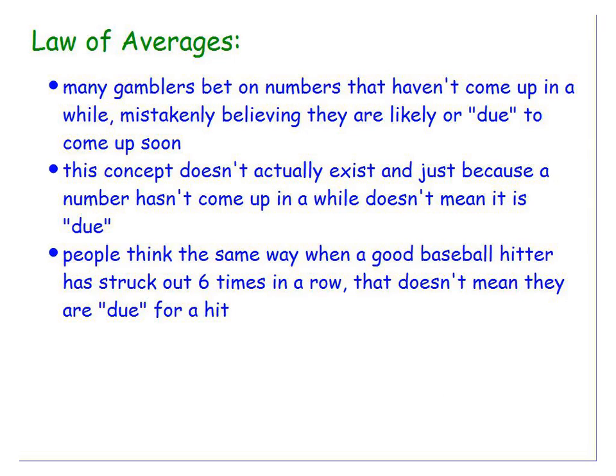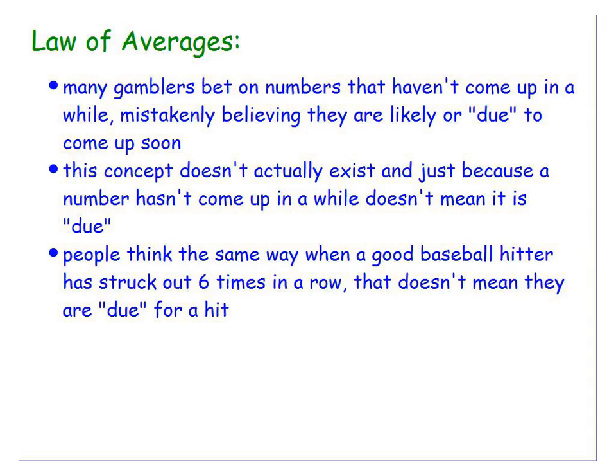Law of averages. This is something that many gamblers believe exists, but it's not an actual real thing. Many gamblers, especially people who play games like roulette or craps, they bet on numbers that haven't come up in a while, mistakenly believing that they are due to come up soon. This concept doesn't actually exist. Just because a number hasn't popped up in a while doesn't mean that it is due.